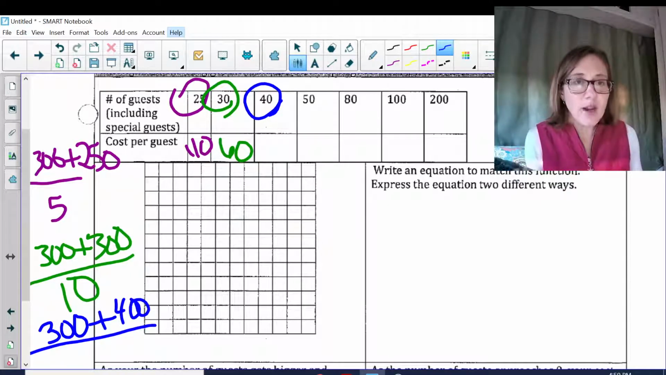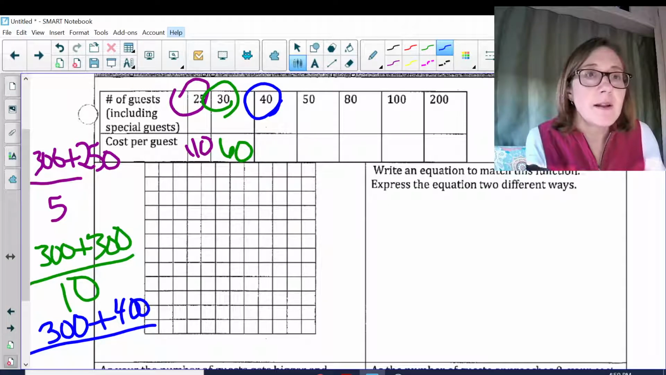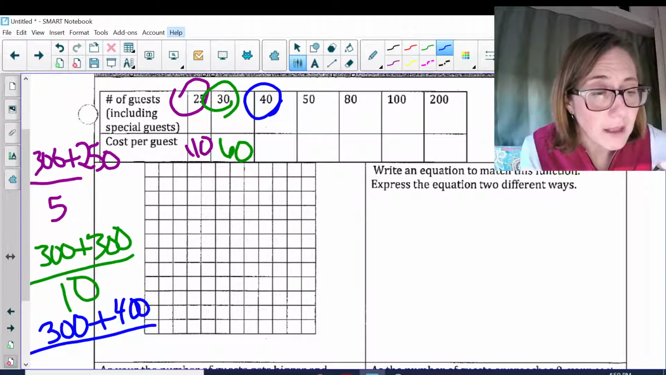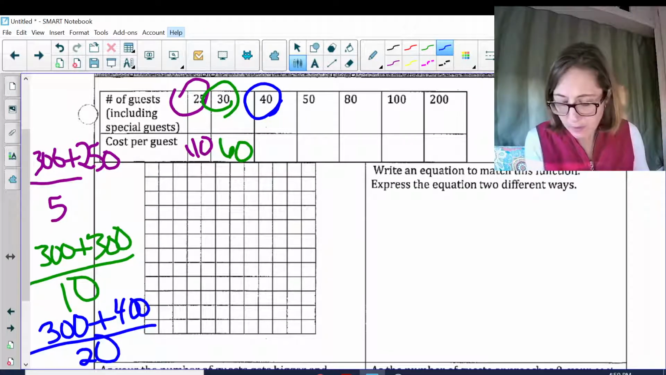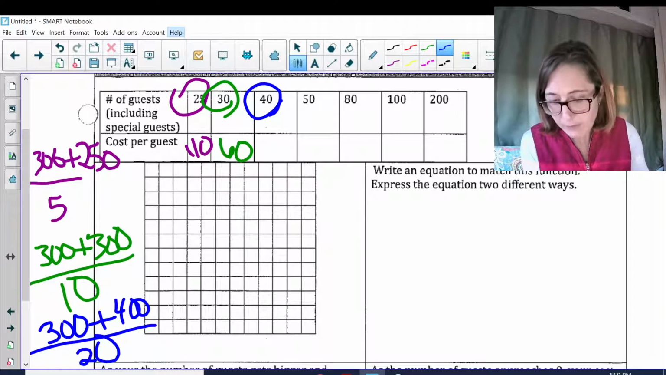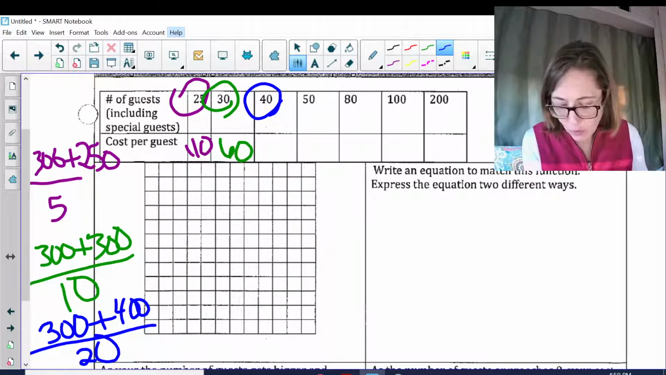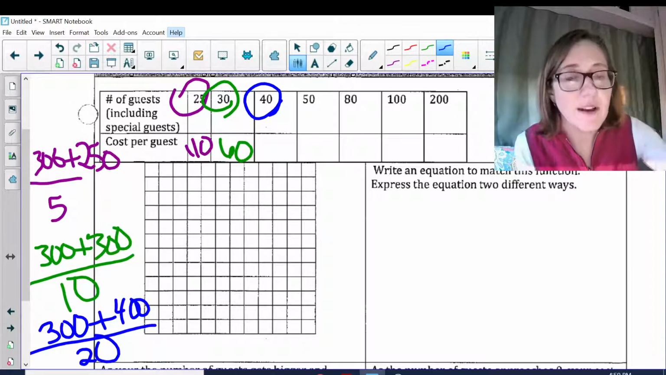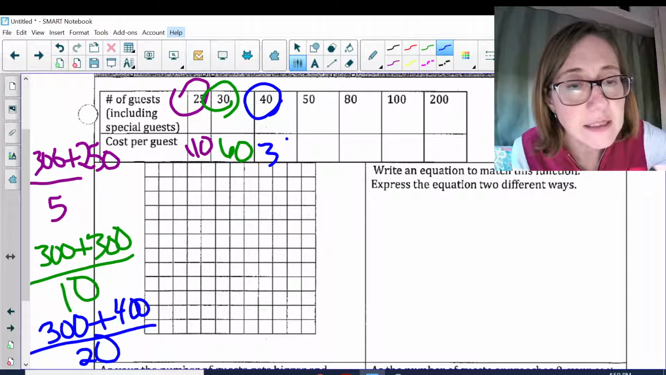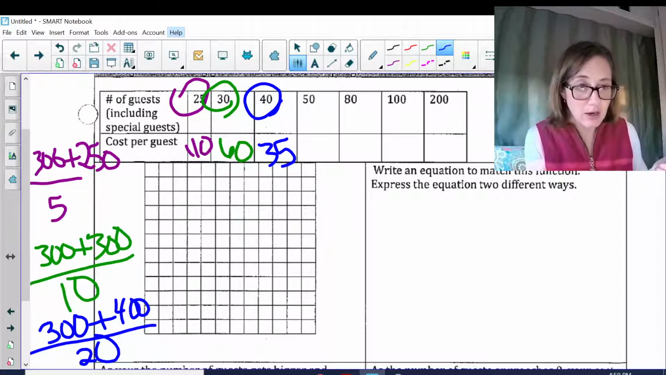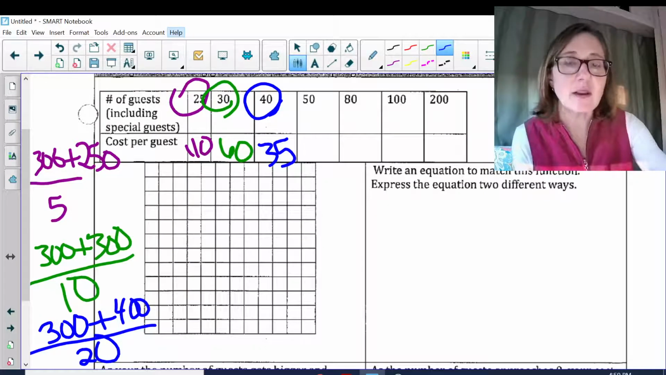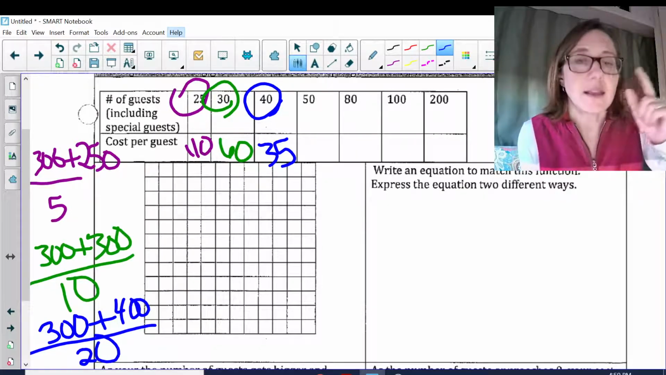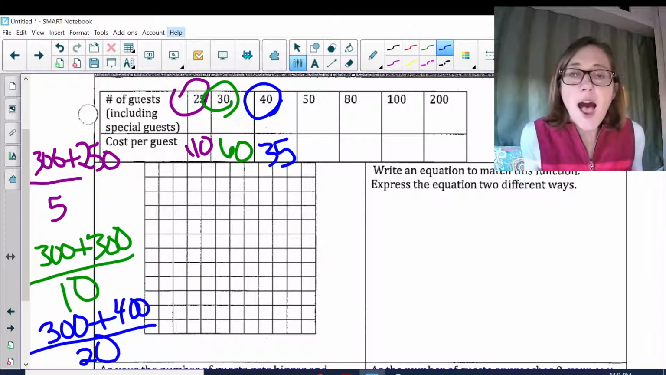And then how many people would I be sharing the cost with? Remember, 20 of these are the special guests. So if there's 40 people in the room, that leaves 20 of them to share the cost. So my numerator, 300 plus 400, is 700, and I'm going to divide that by the 20. That's $35. Okay, so the price is definitely coming down here. Actually, I think let's write the equation next, and then we'll fill in the rest of the table.